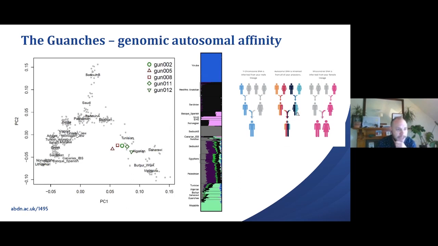And simply by accessing this autosomal genetic variation within the guanche skeletons that we sampled, we could place them within the broader genetic diversity of modern populations. And we can confirm then that they show very close affinity to modern North Africans, thereby informing archaeological research where to look for their origins in case we want to investigate that further.